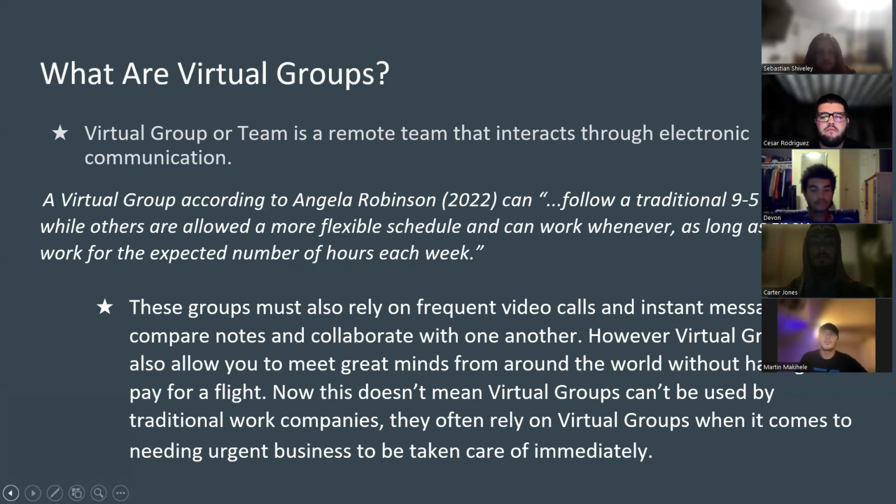However, virtual groups can also allow you to meet great minds from around the world without having to pay for a flight. Now, this doesn't mean virtual groups can't be used by traditional work companies. They often rely on virtual groups when it comes to needing urgent business to be taken care of immediately.